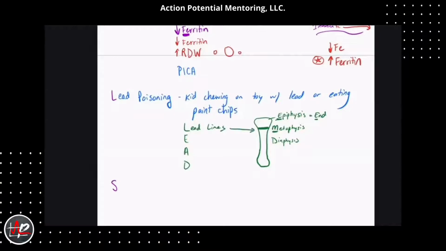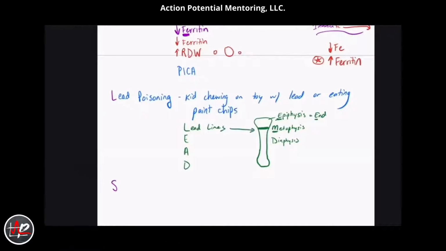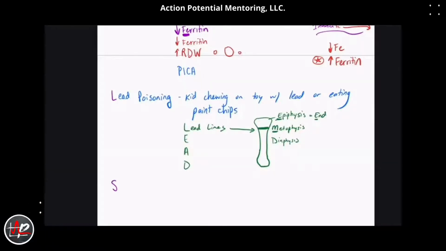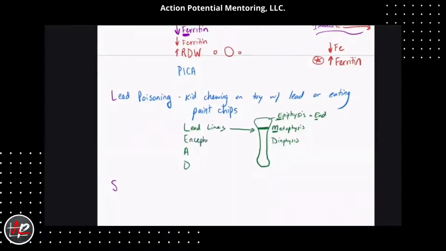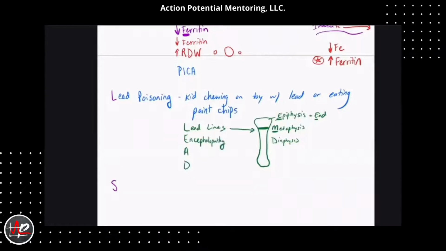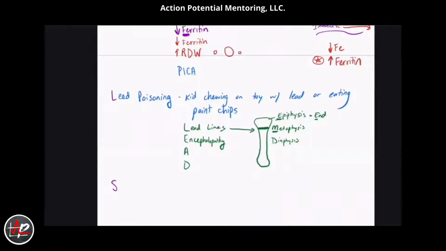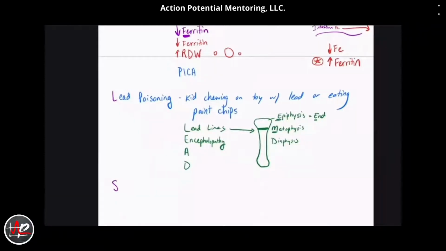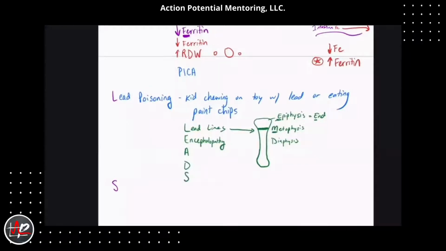You can also get lead lines in your mouth. On your gums, basically, you can get little bluish lines, which can also be indicative of lead poisoning. The E stands for encephalopathy. Some people also throw in that the E can also stand for erythrocyte basophilic stippling. So I'm just going to change the mnemonic up and call it LEDS, and the S can stand for stippling.